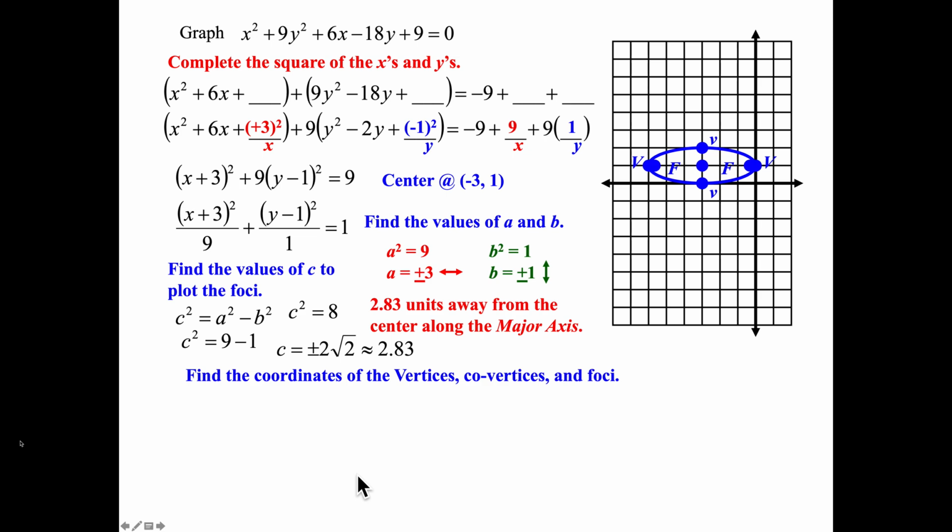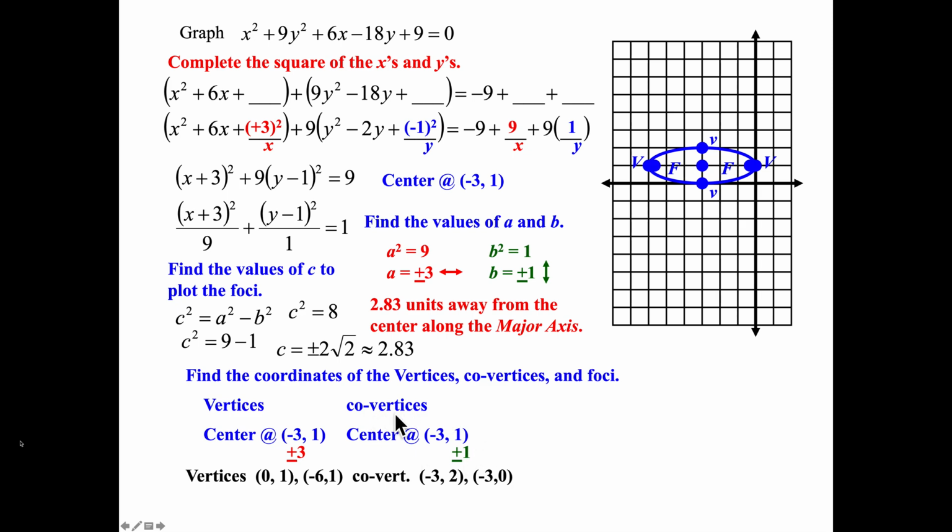All right, we can still, again, find those coordinates. If I want to find the coordinates of the vertices, start at the center, take your A, 3 to the left, 3 to the right, change your x coordinates. -3 plus 3 is 0, -3 minus 3 is -6. Same with the co-vertices, the up and down 1, change the y coordinate, 1 plus 1, 2, 1 minus 1, 0. Don't change the x coordinates. And again, for the foci, change the x on the center with a plus or minus 2 radical 2, and we'll leave that as 1 point with a plus or minus in there.